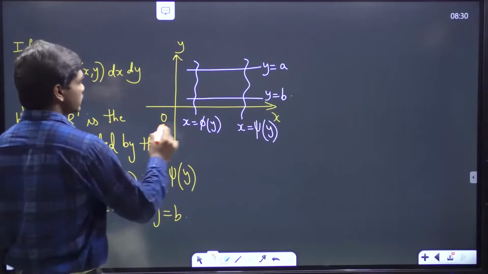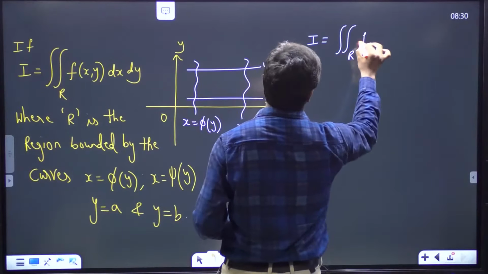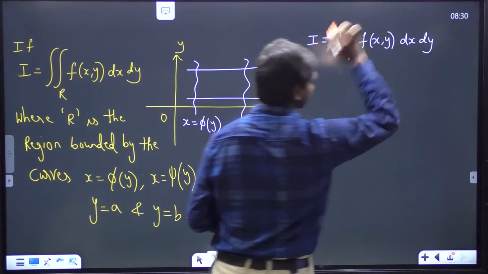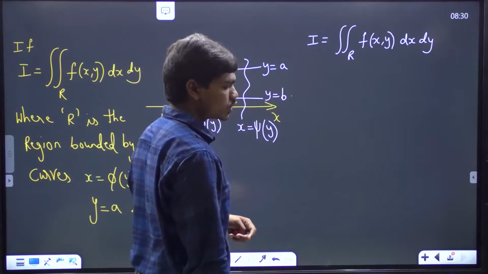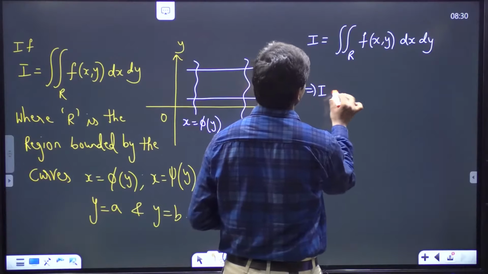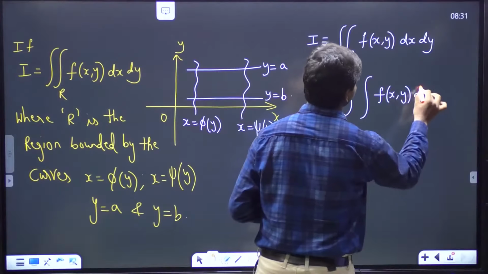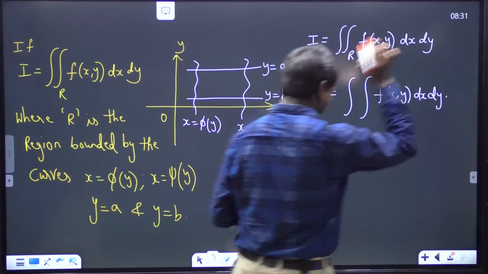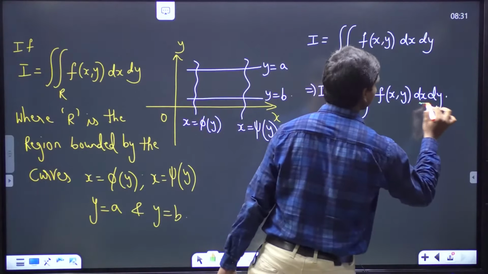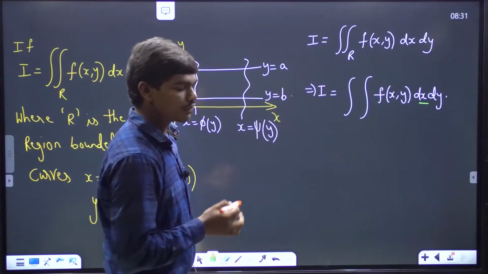Okay, so if you see, I is equal to the double integral over the region R of f of x comma y dx dy. Correct? This is what we have. Function should be in y for x. Yes, see here. If you write I is equal to the integral of f of x comma y dx dy. Now again doing the same thing. What's the first variable of integration here? All of you? What's the first variable of integration here?